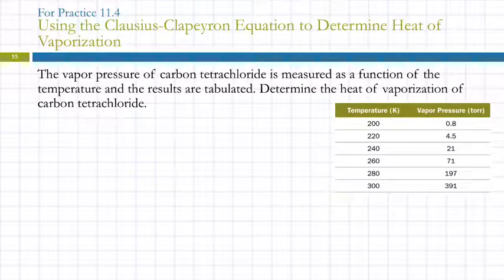So this is a practice problem in your textbook. It's one that's a little hard to do in lecture because it requires graphing. So I'm just going to talk you through how you would do this. You're given the temperature in kelvins, and the temperature has to be in kelvins because we don't want 1 over T to be 1 over 0, which is undefined. Here's the vapor pressure in torr. So what we want to graph is the natural log of the vapor pressure.